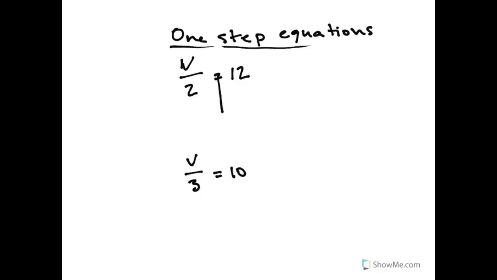We'll multiply by 2 on both sides. v equals 24. We'll multiply by 3 on both sides. v equals 30.